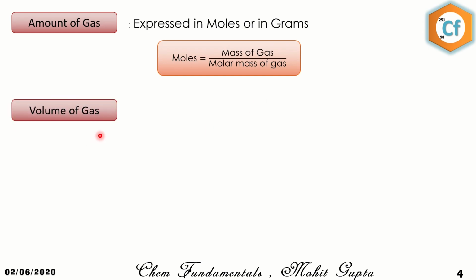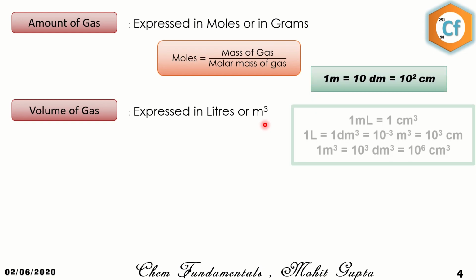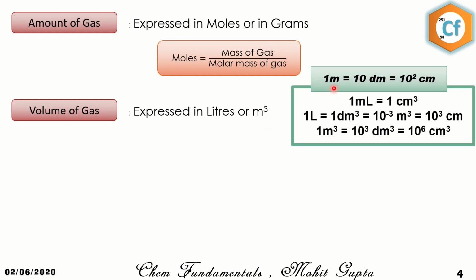Next is volume of gas. Volume of gas can be measured in terms of liter, meter cube or centimeter cube. So it is generally expressed in liter or meter cube. But since they are large quantities, for smaller quantities we generally use centimeter cube, decimeter cube. And for that, you should know 1 meter is equal to 10 decimeter, which is equal to 100 centimeter. And after that, you have to remember that 1 ml is equal to 1 centimeter cube and 1 liter is equal to 1 decimeter cube. If you know these two conversions, you can easily convert one unit into the other.